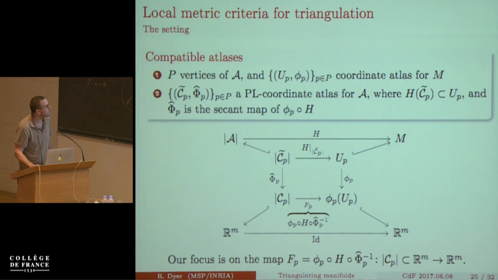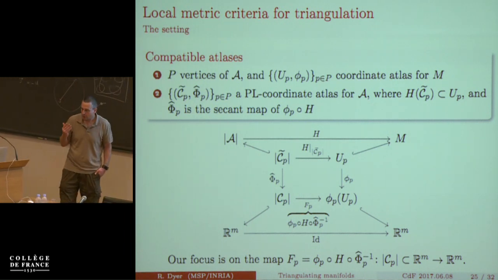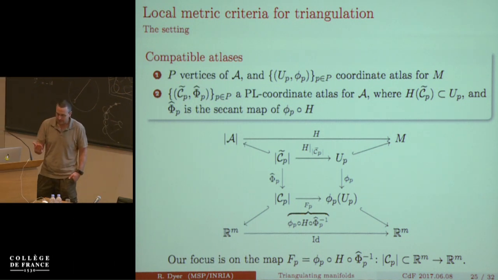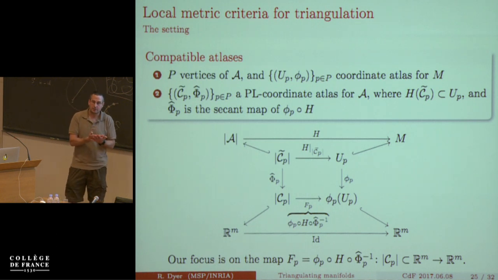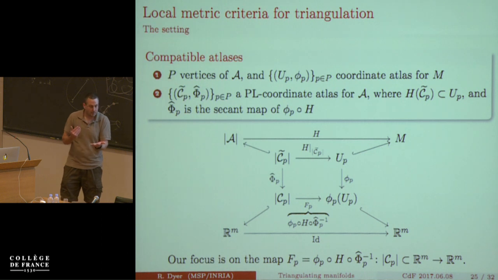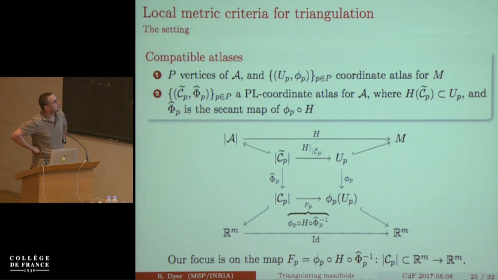But I have to talk about these compatible atlases. This looks kind of messy, and when I talk about it, it sounds kind of contrived and complicated, but I'm really just trying to formalize what we actually do. When we're constructing this manifold, we have these sample points on the manifold. We map into local coordinate charts and we triangulate there. And what these compatible coordinate charts are trying to do is express that condition.